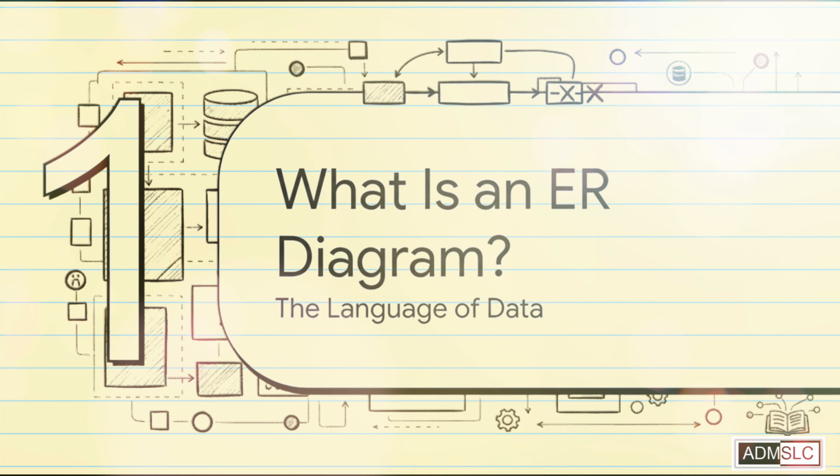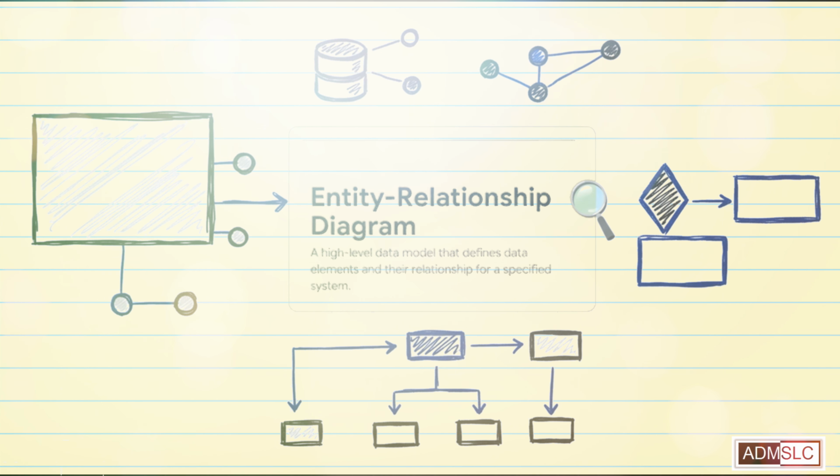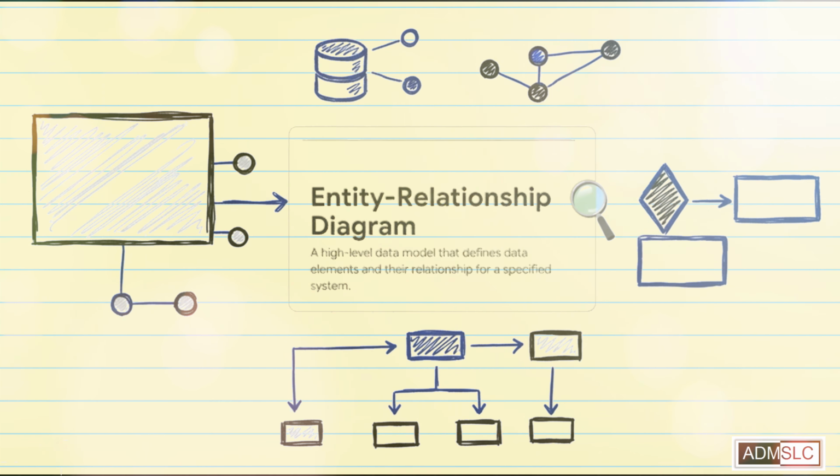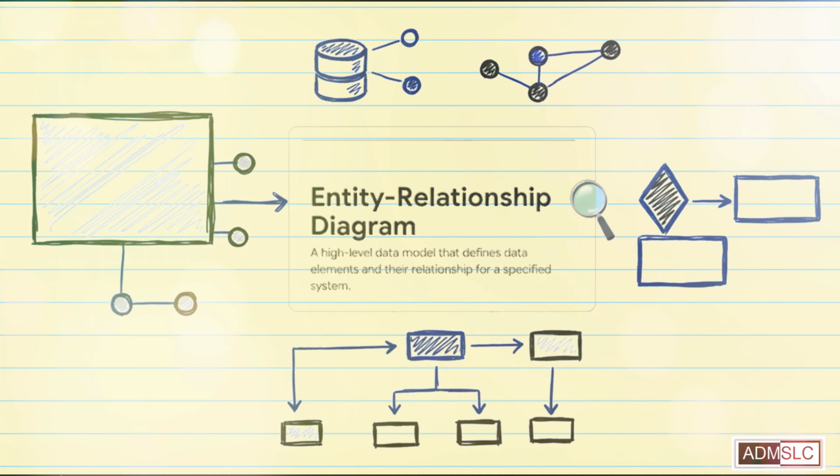All right, section 1. So what is this blueprint actually called? Let's dive in. Okay, so this blueprint has a name. It's called an Entity Relationship Diagram, or ERD for short. Now, I know that sounds a little technical, but don't worry. Just think of it like a map for your data. It's the visual game plan that lets developers see the whole picture, the entire structure, way before they start building anything.